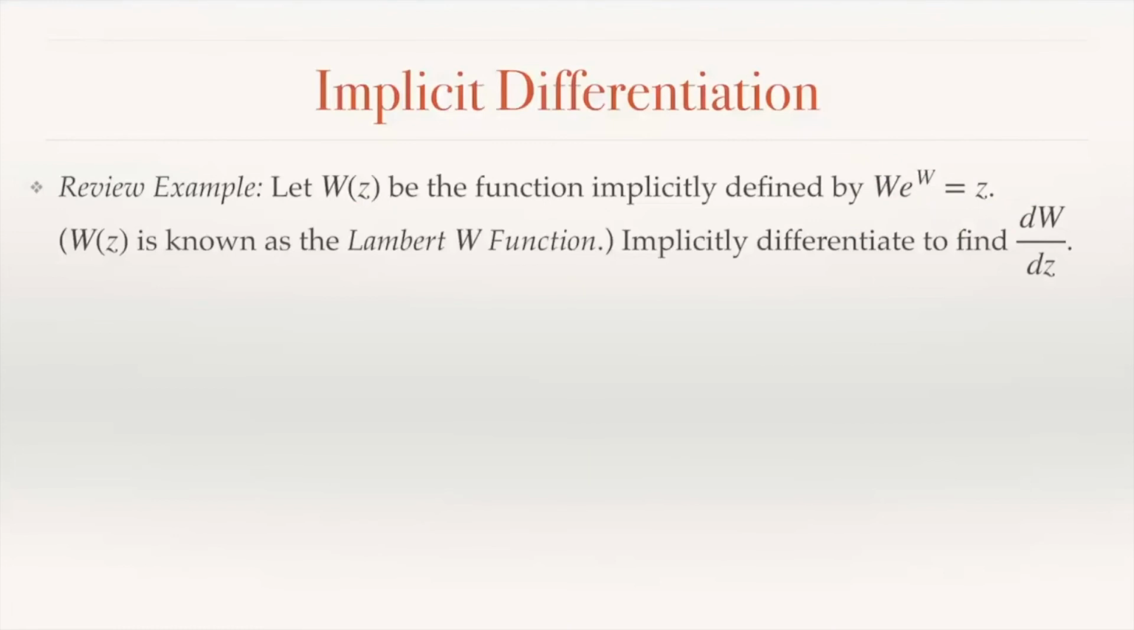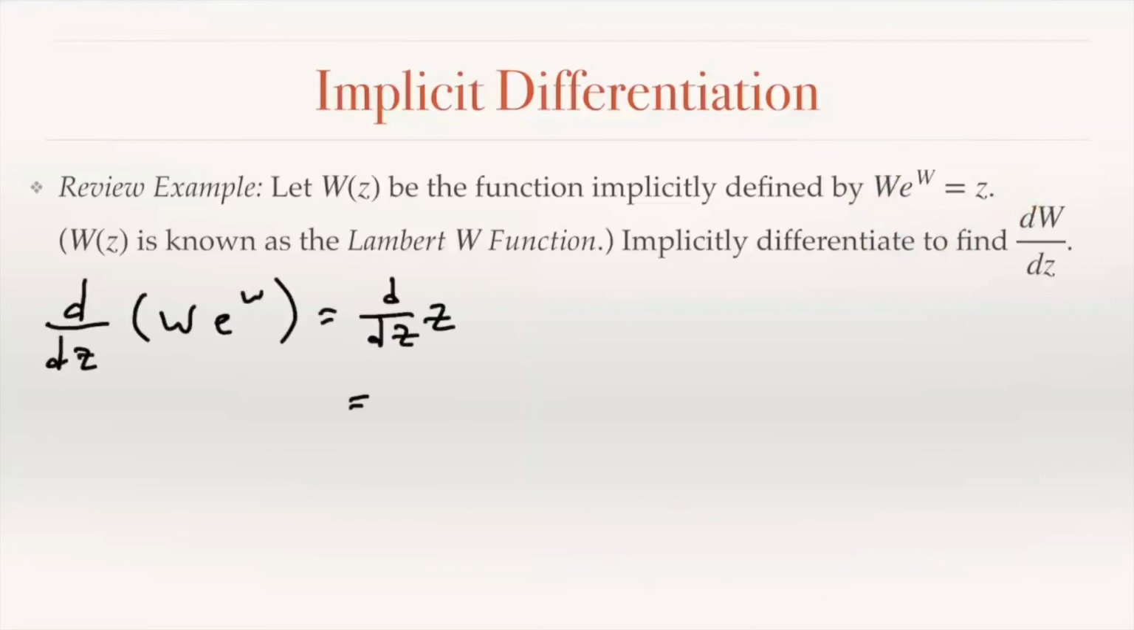So despite it being impossible to solve for w in terms of z, we can still find dw dz, possibly in terms of w and z, by implicitly differentiating both sides. So we have d dz of w e to the w is d dz of z. So that's taking d dz of both sides of this. Now, this right-hand side, d dz of z, is just 1. Derivative of z with respect to z is 1.